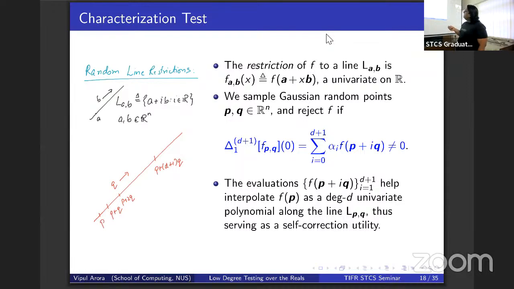And notice that you are evaluating f on this line on D plus 1 many points: f of P plus iQ, i going from 0 to D plus 1. But if you restrict your attention to i going from 1 to D plus 1, you have D plus 1 many unique points on a line. And to interpolate a degree D univariate polynomial, that is sufficient. So with these D plus 1 many points, you get a self-correction idea on this line itself. You learn a degree D univariate polynomial on this line and assign the value of that univariate polynomial on the point P.